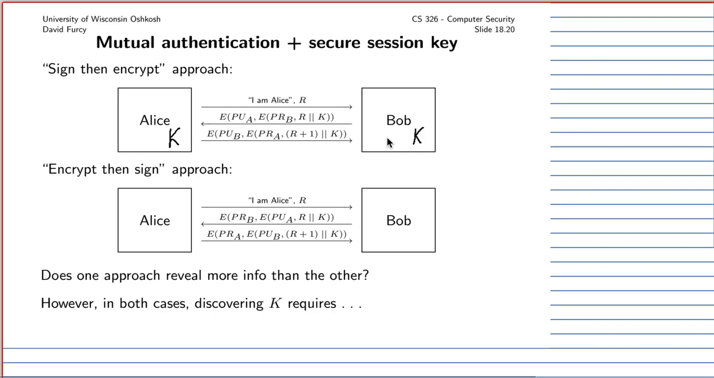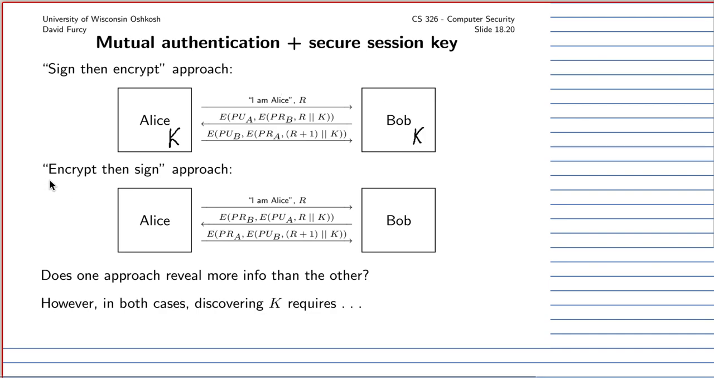So Bob is going to receive this signed and encrypted message. He will be able to decrypt it using his own private key. Then he will be able to verify Alice's signature, so Alice will now be authenticated to Bob. And then he will be able to check that Alice is the one who received his key and was able to send it back. So this is how this first version of the protocol works.